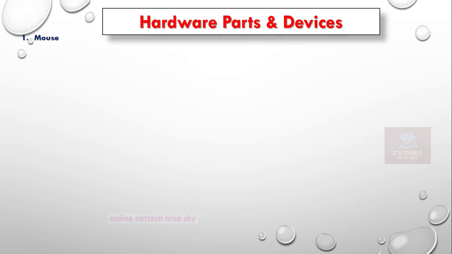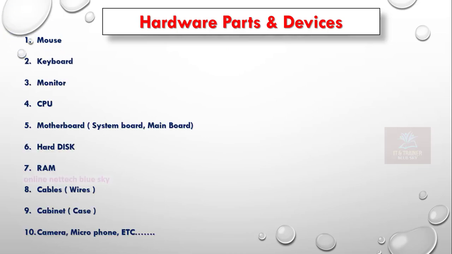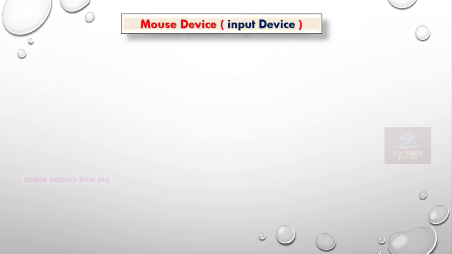So first, understand the mouse. This chapter starts with the first computer hardware part, the mouse, and after that we continue with the keyboard, monitor, everything. So first understand the mouse: mouse devices, and why it is called an input device. So let's start this video.